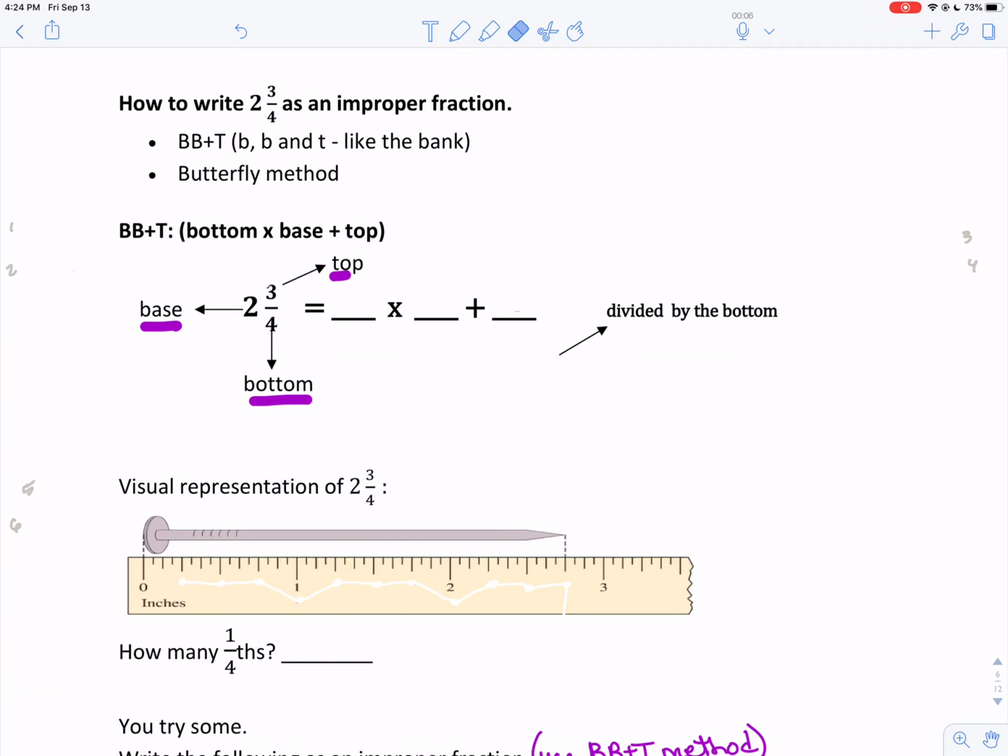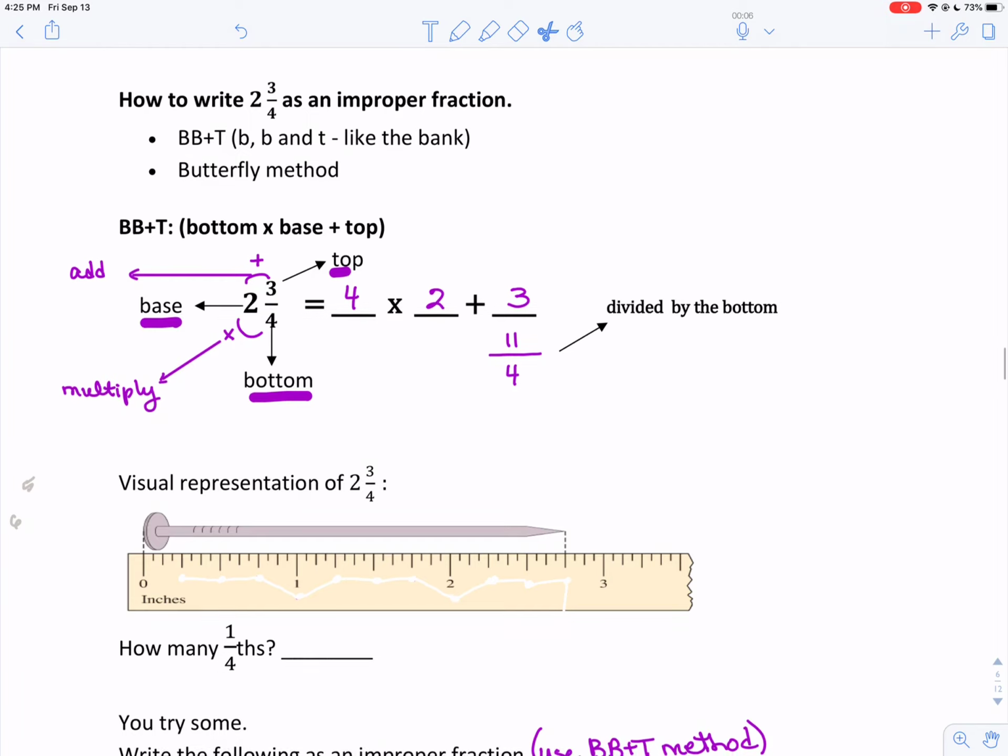So we're going to do exactly what BB&T says. We're going to take the bottom and multiply it by the base. Then you're going to add the top. So you'll have the bottom times the base, which would be 8, and then plus 3. So that gives you 11. So you'll have 11 on the top, and then the bottom number, the denominator 4, remains the denominator of the improper fraction.